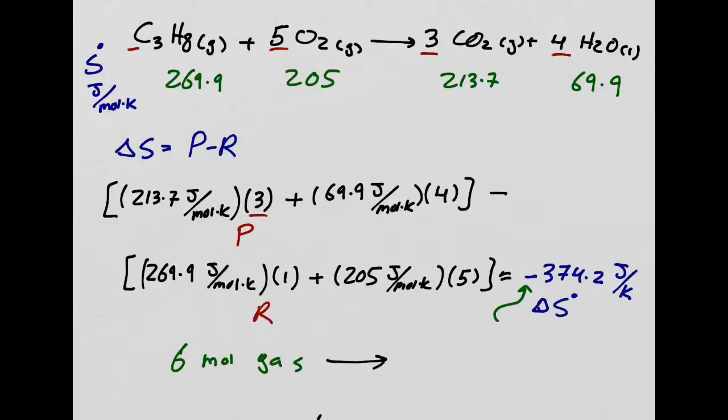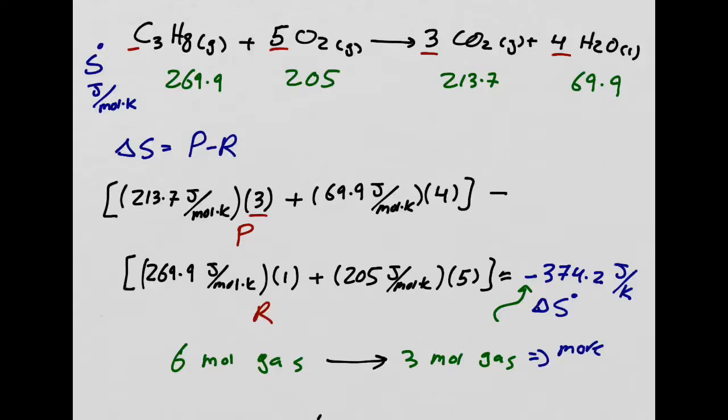Now, let's go to the other side. Over here, water is liquid, so no. I have 3 carbon dioxide gas. So it goes from 6 moles of gas to 3 moles of gas. I have more gas here, and gases are disordered. I have less gas here. So what did it become? It became more ordered, right?